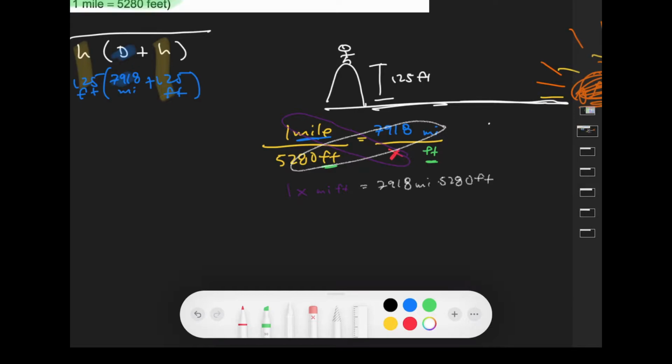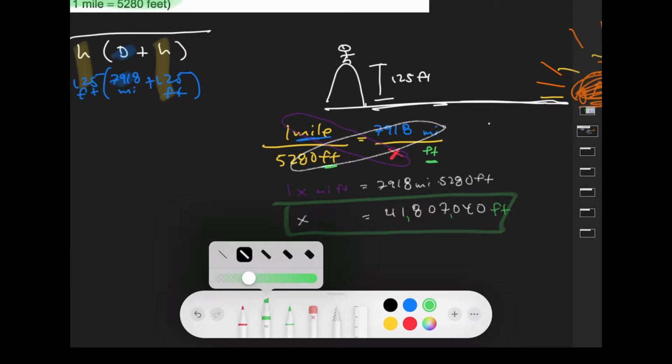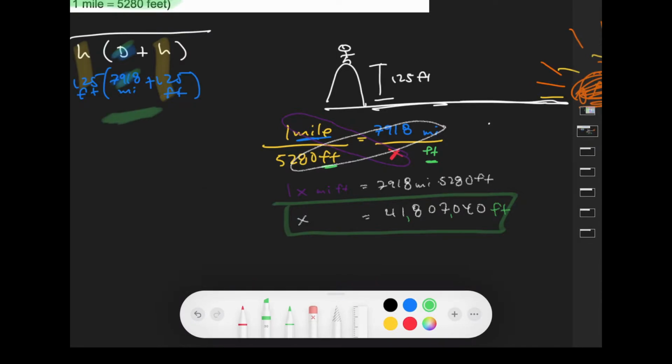7,918 times 5,280. Okay, it's going to give me some big amount here. 41,807,040. And basically you put a comma for every 3 digits. Okay, so this is how many feet. Let's do this right here. Okay, this represents now the amount of the diameter measured in feet.